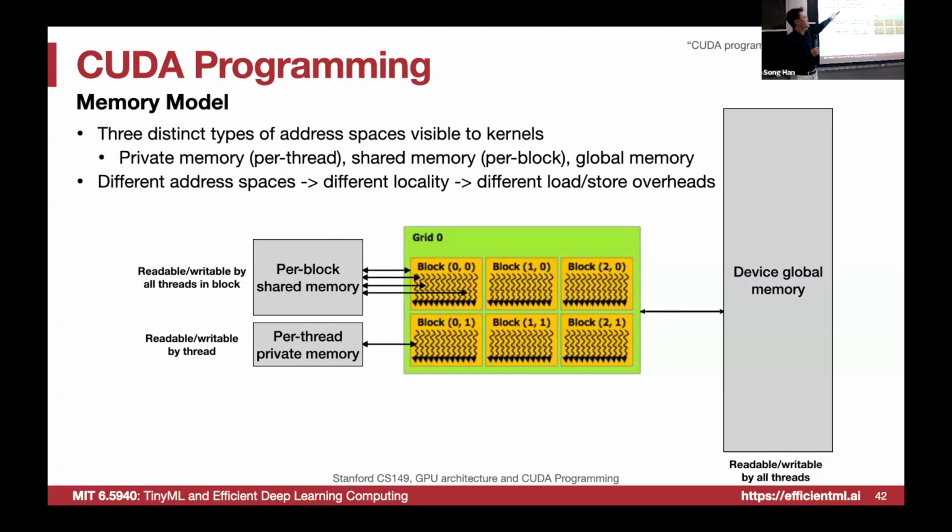And different address spaces have different overheads. You can imagine the private memory is the smallest, but fastest. The shared memory is larger. It's shared by each block, but it's larger but slower.